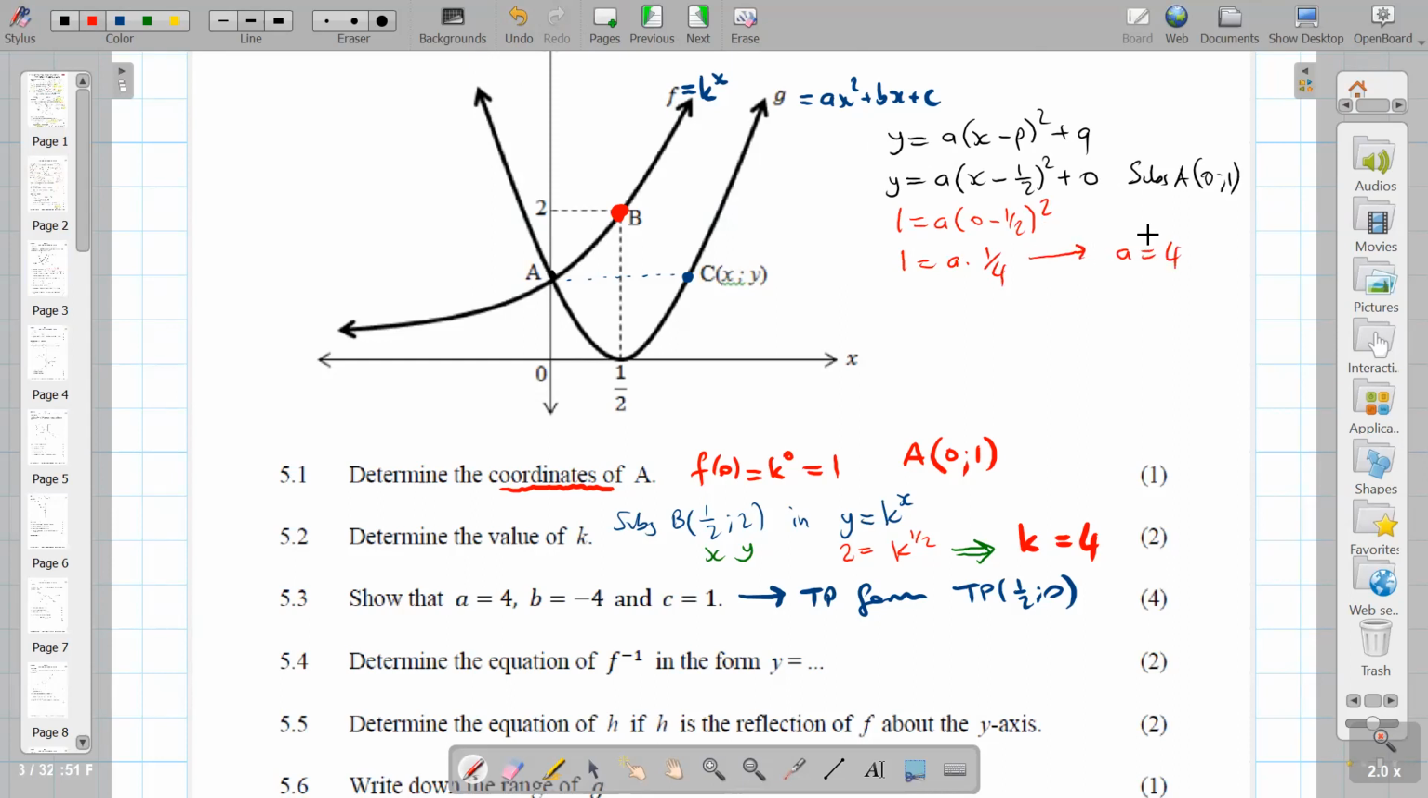So since we got a is equal to 4, I can actually write the equation y is equal to 4 times x minus 1 over 2 squared plus 0. So that's my equation. But the equation given in the graph is in standard form, that's correct. But we have to convert it into that form to find a, b, c. Remember, a is always the same. Like I got a equals 4, and even in the question, as you see, a becomes 4.